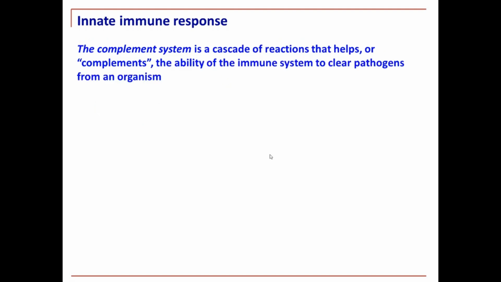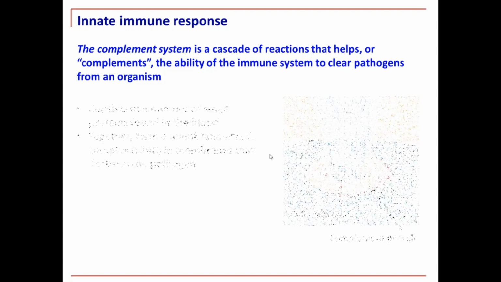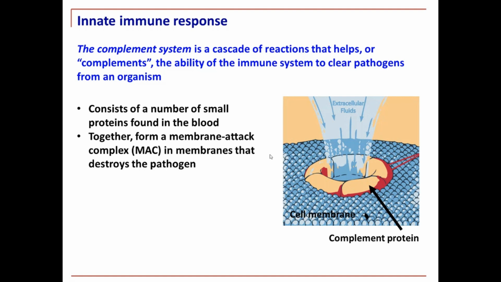We've then got the complement system. So this is a cascade of reactions that help or complement, hence its name, the ability of the immune system to clear pathogens from an organism. And so at the end of the whole complex, so there are a number of small proteins found in the blood, and together they form what's called a membrane attack complex in the membranes. And that basically forms a hole in the cell membrane, and basically the cell begins to die because it can no longer control its intracellular environment.